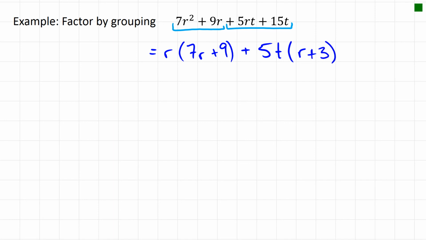Oh, but look, these two binomials that were left off when we factored by grouping, there's nothing in common. The binomials are not the same. So this is not factorable.